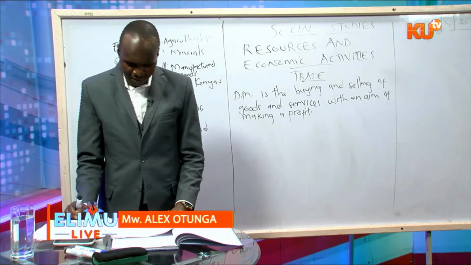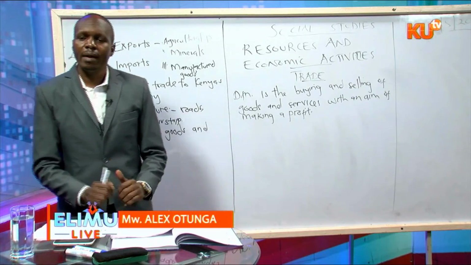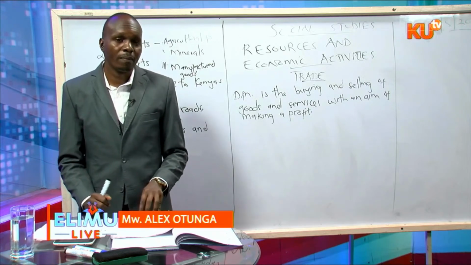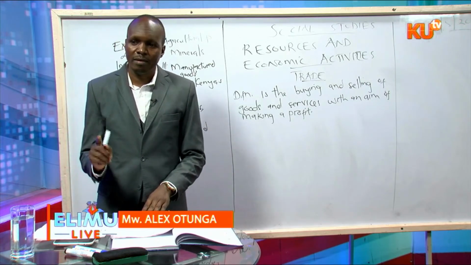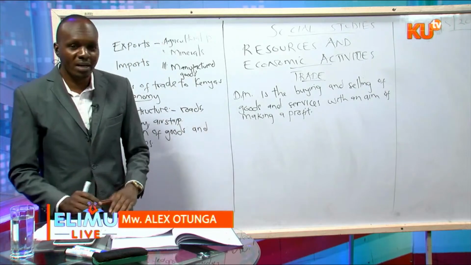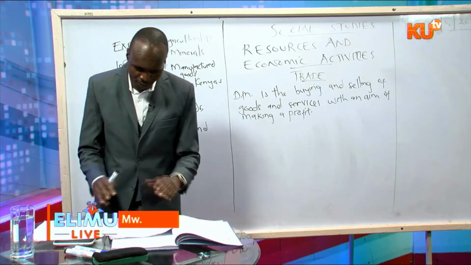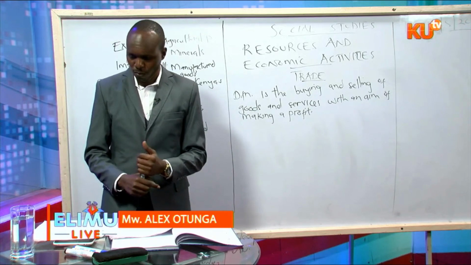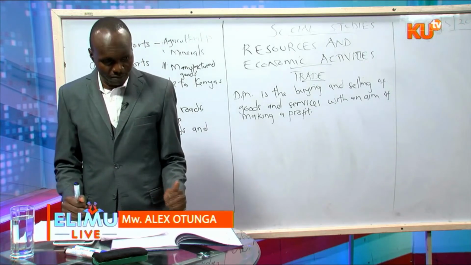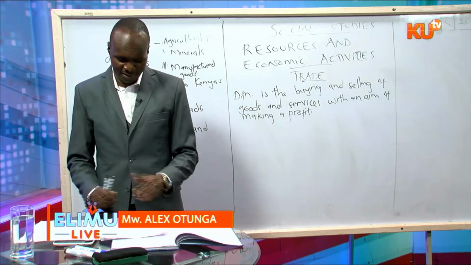Provision of goods and services. Through trade, we are able to get different items, different goods at different prices. The prices which are affordable to the common wananchi. Therefore, by us having wide variety of goods, we are able to budget and live within our means.